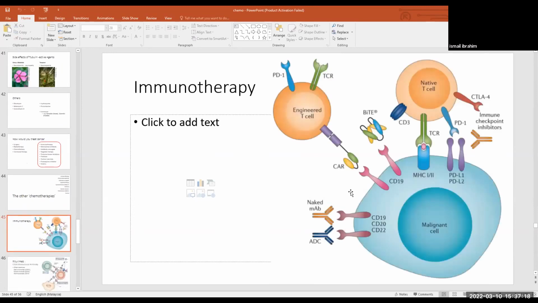So immunotherapy could be a monoclonal antibody like rituximab, which targets CD20. It could also be a PDL1 inhibitor, where we encourage the cancer cell to be killed by your natural killer cell in the body, like pembrolizumab. Or in some cases we can also engineer a T cell in the lab so that the T cells we produce are able to kill the malignant cell. What we call CAR T cell.